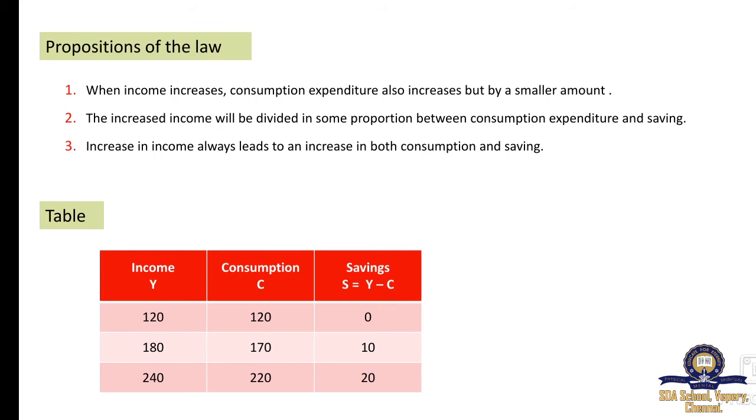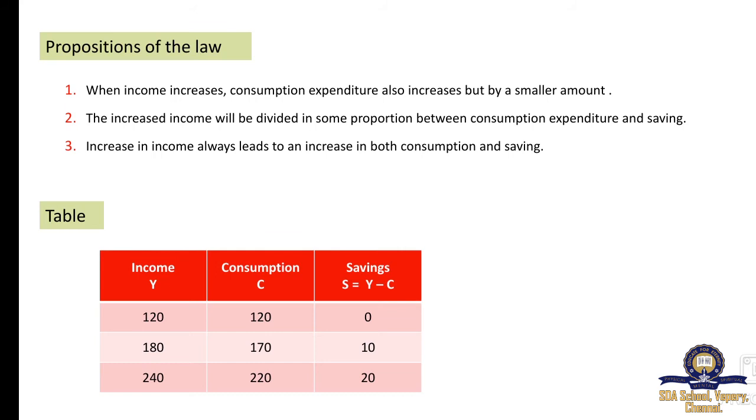Now I'll give an example for the first one. When income increased by 60 crores, the consumption increased only 50 crores. So it's not an equal amount. Consumption increased by a smaller amount. Income increased by 60 crores, consumption increased by 50 crores. Second proposition example: when income increased 60 crores, it divided between consumption and saving. So 50 crores for consumption, 10 crores for saving.